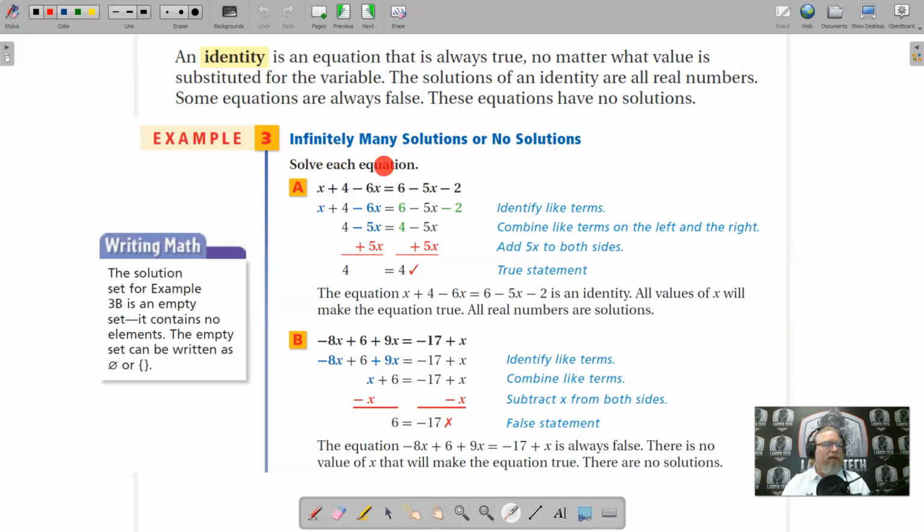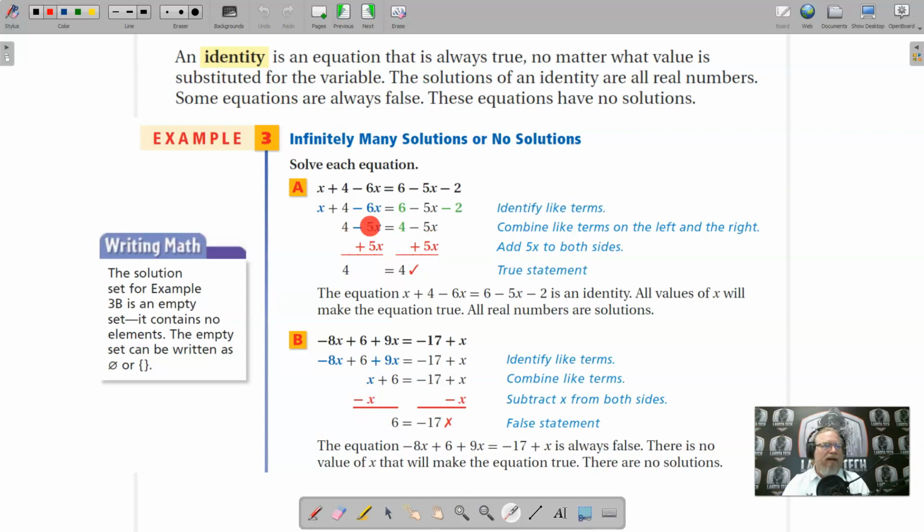Solve each equation. So we have x plus 4 minus 6x equals 6 minus 5x minus 2. Let's identify the like terms. So we can have a term of x here and here on the left. So 1x added to negative 6x is going to give us negative 5x. And then over here we have a couple constants. We have 6 and negative 2. 6 minus 2 is 4. So that brings us to this line.